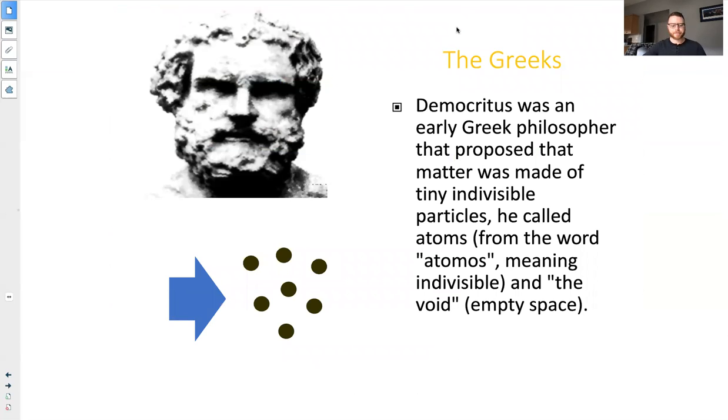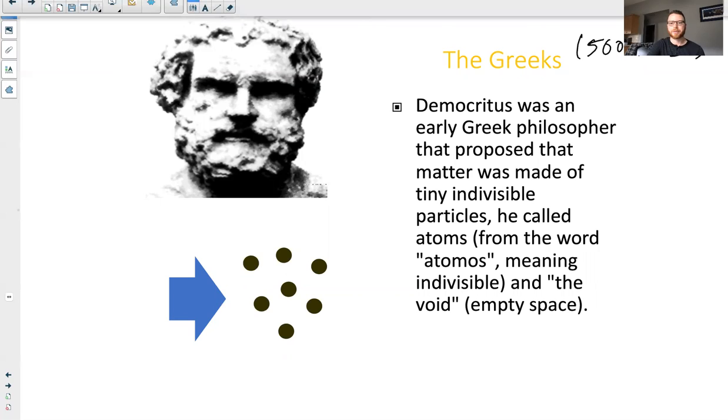All right, so we will start with the Greeks. This is around 500 before Common Era, so about 2,500 years ago. Right, so quite some time. And we start with a gentleman named Democritus.